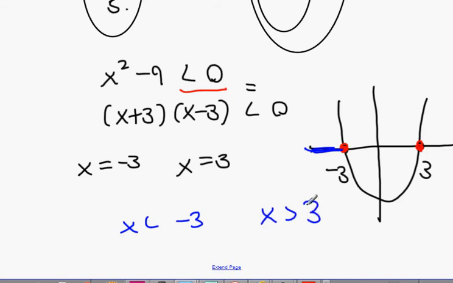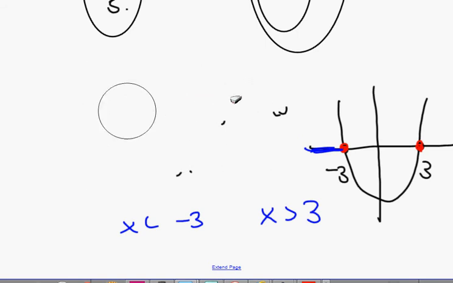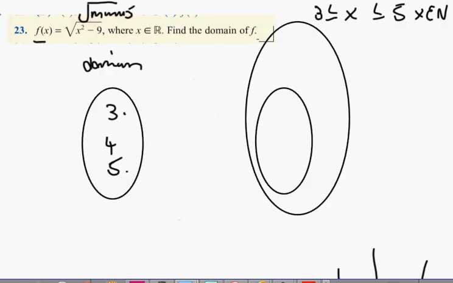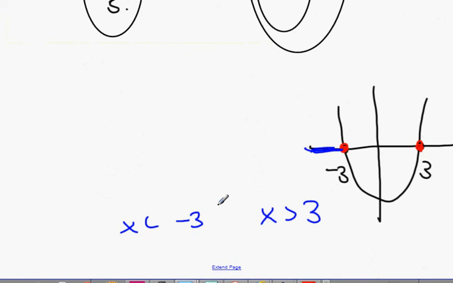Let me give you an example. Pick the easiest number between minus 3 and plus 3. 0. 0 is the easiest number to test out. If we go back to the equation at the very beginning, what happens if x is 0? It becomes the square root of minus 9, which is impossible. This trend will be seen for any number between minus 3 and 3.